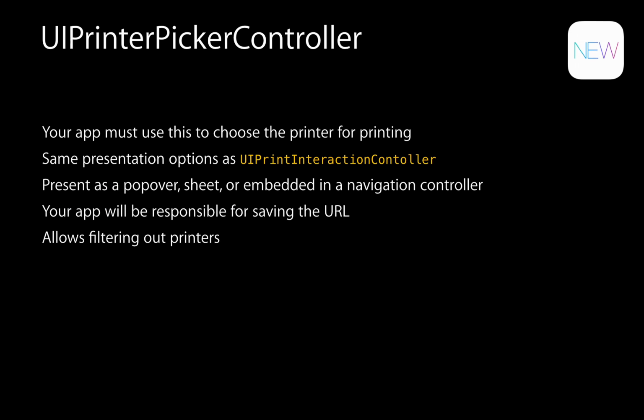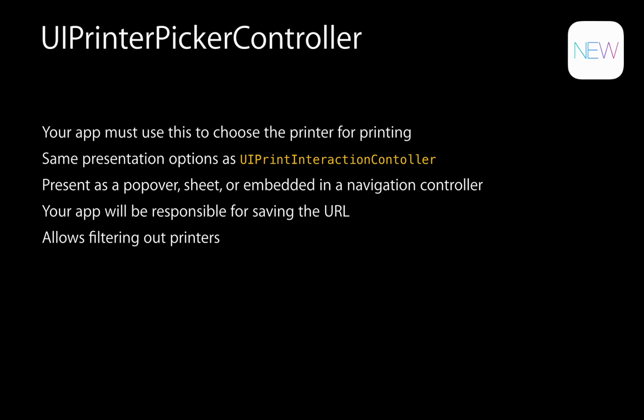It's complicated to show all the different printers, and sometimes users need to unlock a printer if it has a username and password. All that kind of stuff is handled by the system. So you'll use the UIPrinterPickerController. It has the same presentation options as the UIPrintInteractionController. So you can present it as a popover or a sheet, or you can embed it in a nav controller. Then, like I said, your app will be responsible for saving that printer.